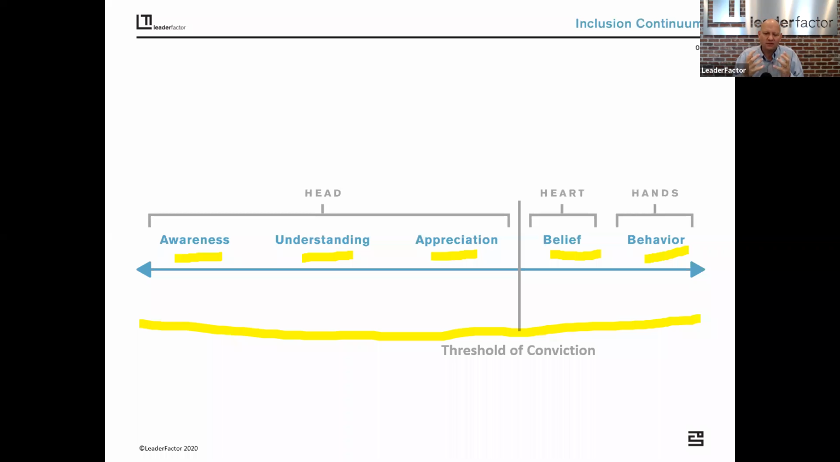So I want you to ask yourself, are you coming at this from both angles, from both ends of the spectrum? Just think about that. Reflect on that a little bit, okay?